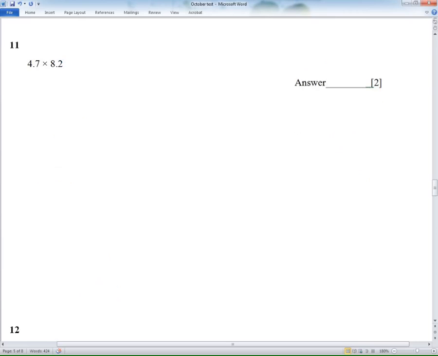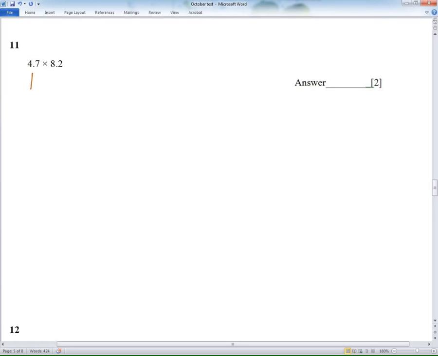Next. This was such a shame. The people who unfortunately got this wrong, they sort of just made up how to do multiplication. The most common error was to do 0.2 times 0.7 and then to do 8 times 4 and add it together. But that can't be correct, and I'll show you why.